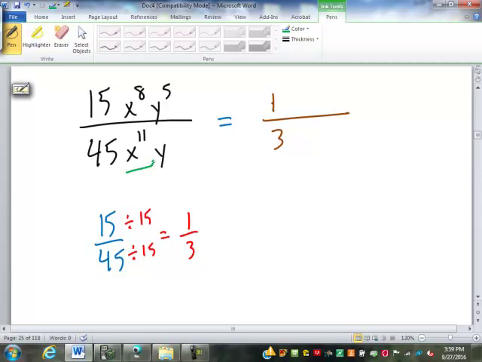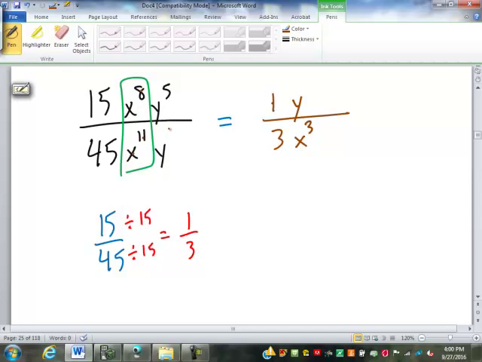For my x's, is my x going to end up on top or bottom in my answer? Bottom, because the larger power of x is on bottom. What power is it going to have? 3, x to the 3rd, because 11 minus 8 is 3. Where's the y going to end up in my answer? On top. What's its power going to be?